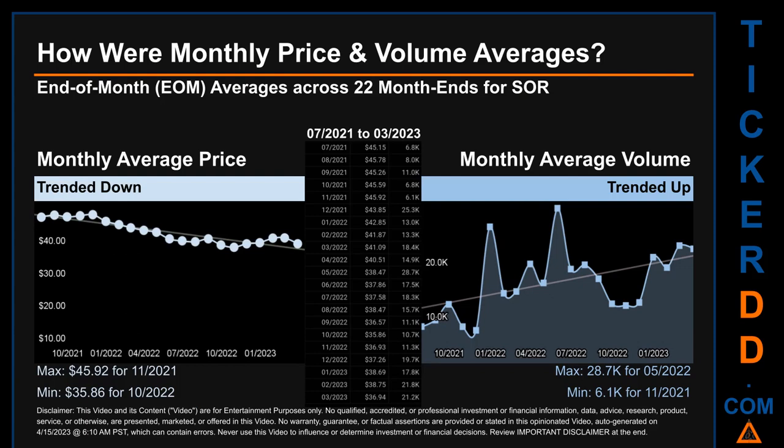How were price and volume averages for SOR? Across 448 trading days, there were a total of 22 month ends, of which monthly averages for daily price and volume were calculated. Overall, monthly price average trended down while monthly volume average trended up. The maximum end-of-month average price was $45.92 for 11/2021, while the minimum was $35.86 for 10/2022. Looking at volume, 05/2022 and 11/2021 respectively saw the highest and lowest monthly average volume at 28.7 thousand and 6.1 thousand.